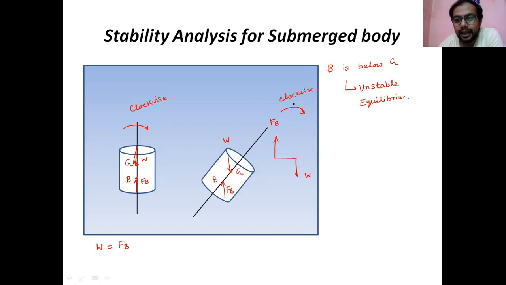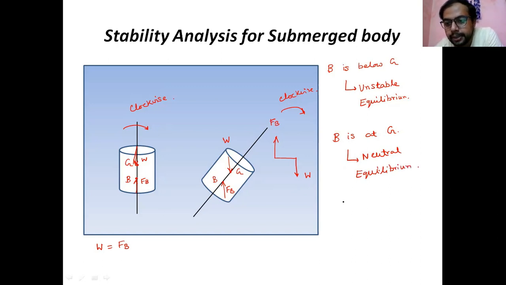Okay. And another thing, if B and G coincide, if these two points coincide, this kind of equilibrium is known as the neutral equilibrium. So: stable equilibrium, unstable equilibrium, neutral equilibrium. The position of the center of buoyancy and the position of the center of gravity is the deciding factor here. So we have seen the three conditions.